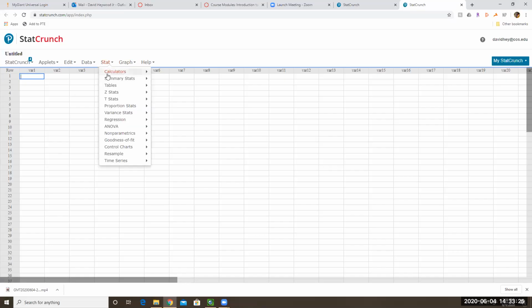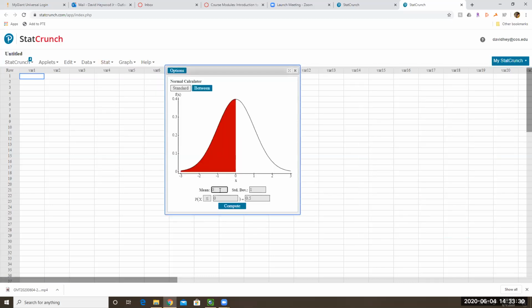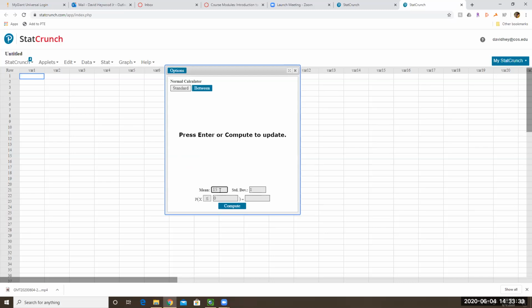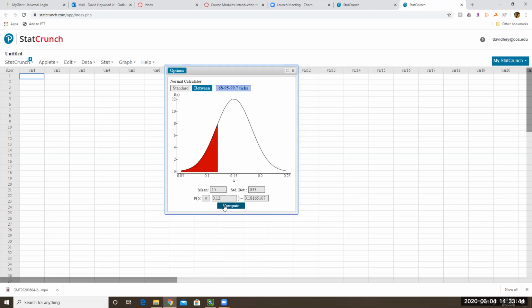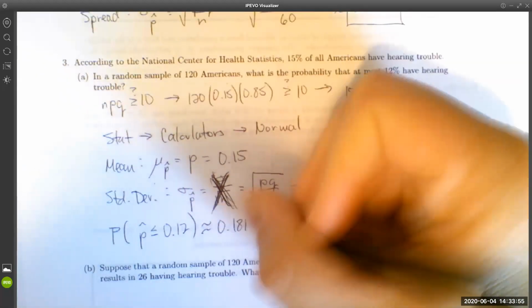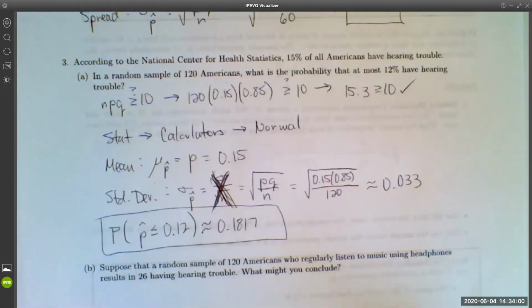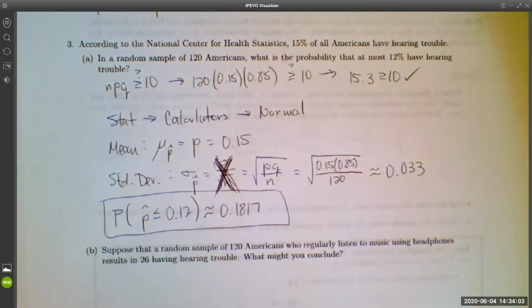So I'm going to go stat, calculators, normal. We want the mean to be 0.15. We want the standard deviation to be 0.033. And we're looking for the probability p hat is less than or equal to 0.12. Okay, so that comes out to about 0.1817. Okay, and that's that, right? So that's how that thing works.